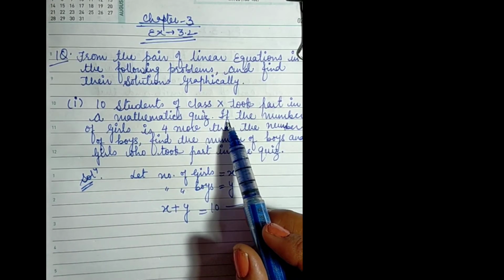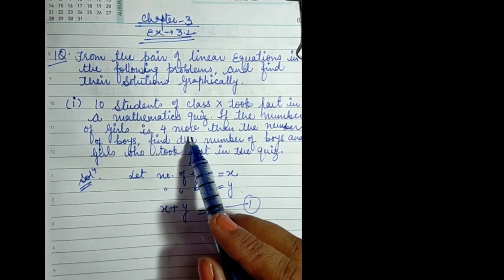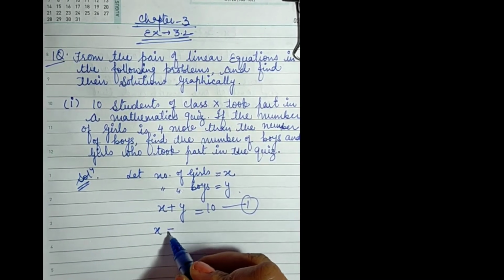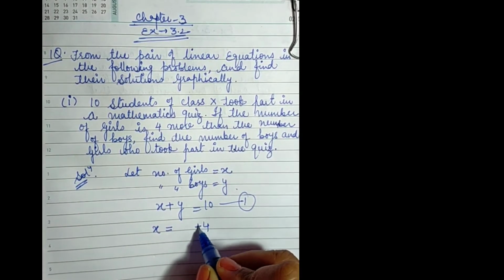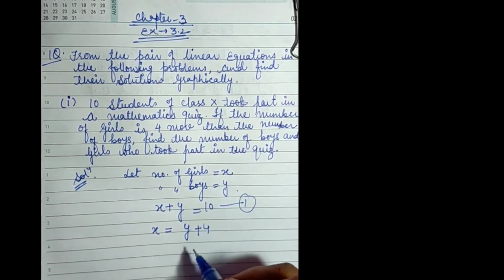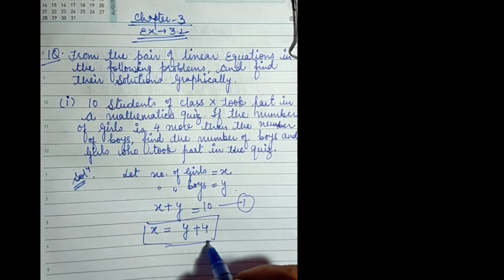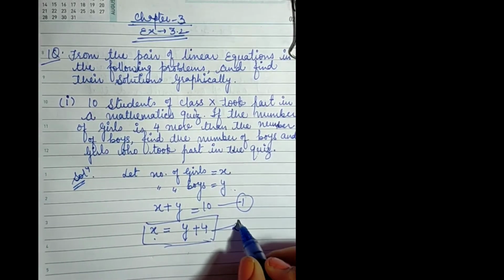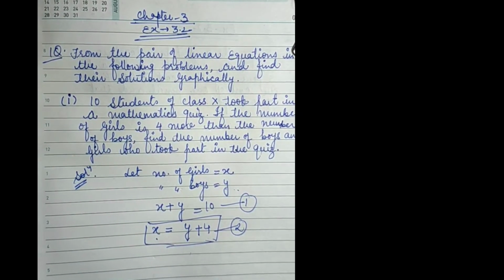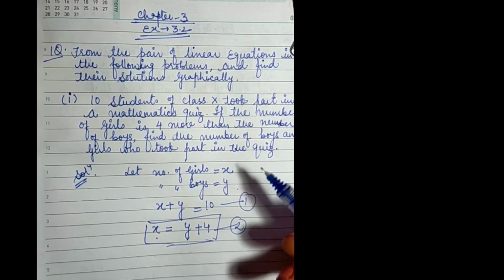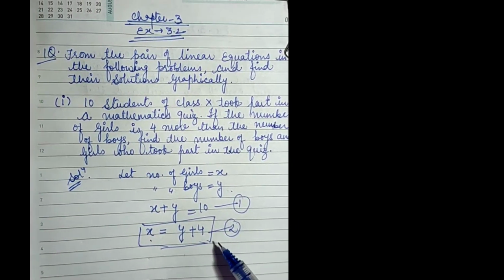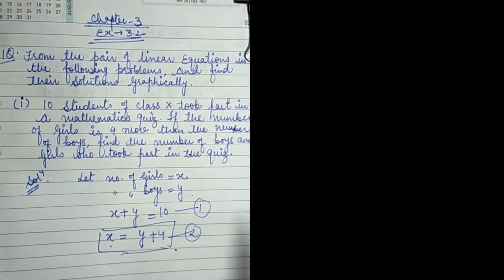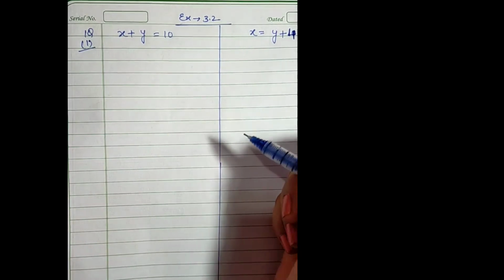Now the second condition is if the number of girls is 4 more than the number of boys. Number of girls, that is X, is 4 more than number of boys. So we got the second condition as well. So the first part is done, that we have represented the given conditions algebraically, and now we have to draw the graph of the same conditions. First question, first part, graphically.